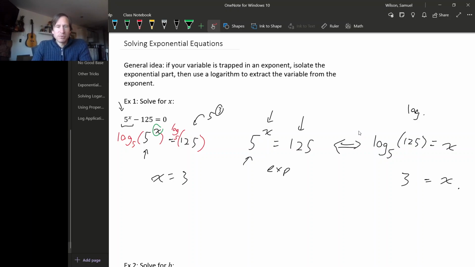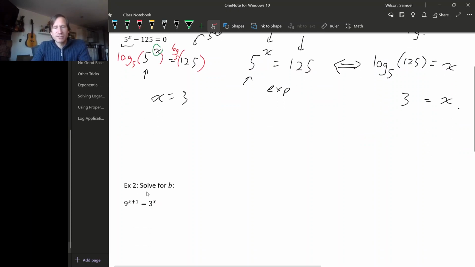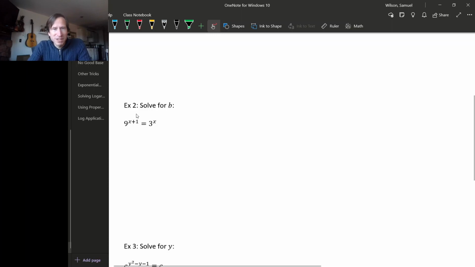Let's look at another example. So let's solve this for b. I meant to have the variable be b in here. Okay. So this time it's not as clear maybe what a good choice of base should be for our logarithm. But one of our bases for the exponentials is a 3, and the other is a 9, but 9 is 3 squared, so it seems like 3 would probably be a good choice.